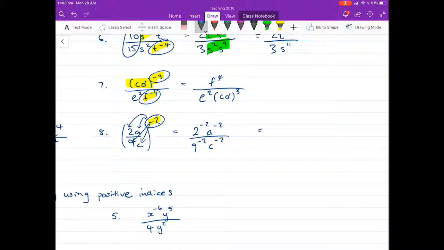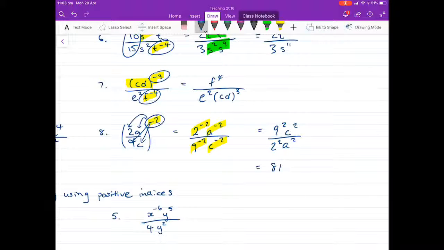So we've got a bit of a unique instance here where we've got everything with negative indices. That means we're going to swap everything on the top to the bottom and everything on the denominator back up to the numerator. So we've got now 9 squared c squared over 2 squared a squared. Okay, now we probably can do a little bit more with that one.